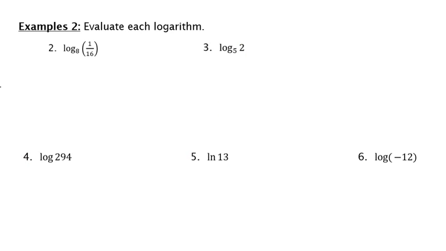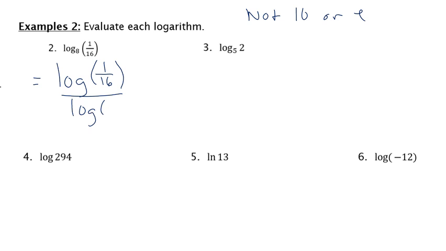For this next example, the rest of them, same thing. You're going to be using the base change formula if it's not base 10 or e. So this first one, we do have to do the base change formula. So again, that's using our base 10, or you can use the natural log, but usually base 10 is a little easier because we kind of remember to do that more. So the log of 1/16, and we'll do a parenthesis over the log of 8. And again, if you're not confident, you can put it in a big parenthesis too. And when you evaluate, you're going to get negative 1.33.